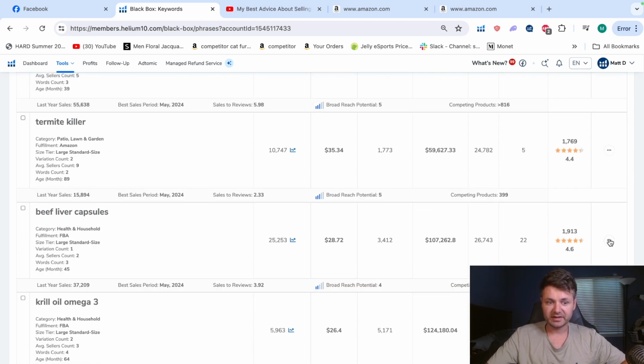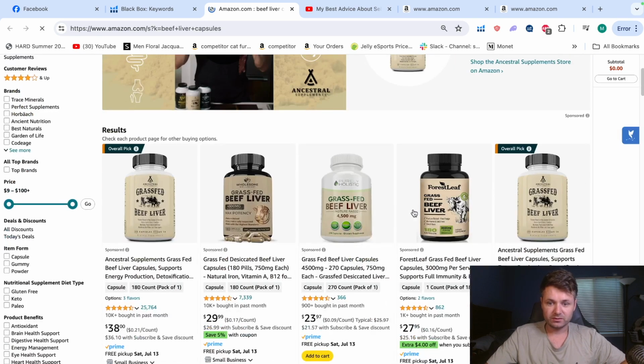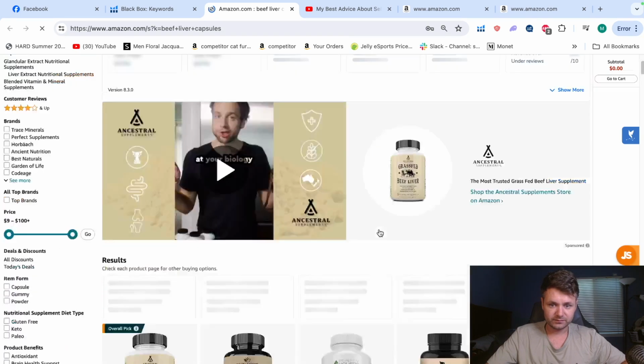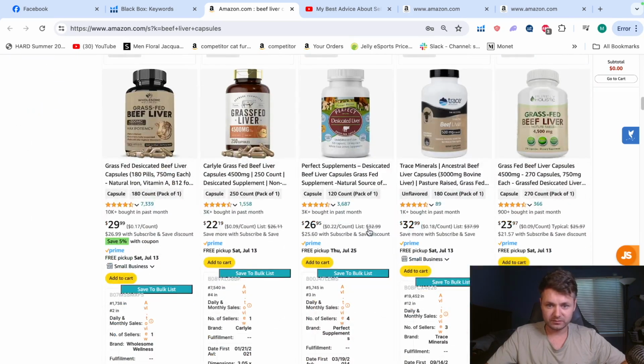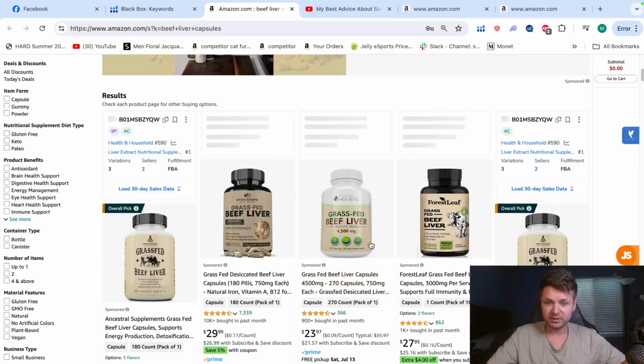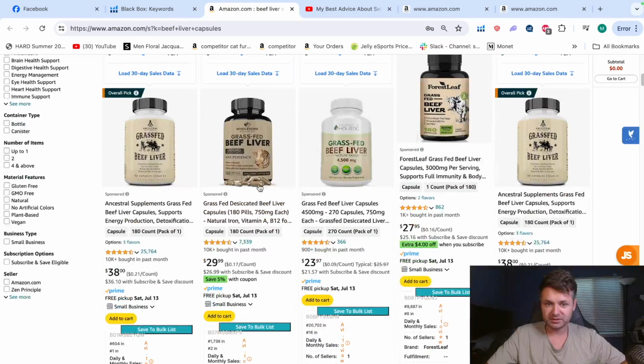Beef liver capsules. I've always been very interested in this market actually, so let's take a look. I've seen these online too. This is definitely somebody that wants to take care of their health, so that is an enthusiast customer. All the branding has the same exact color, so if I was coming into this market, I would definitely want to try something darker.